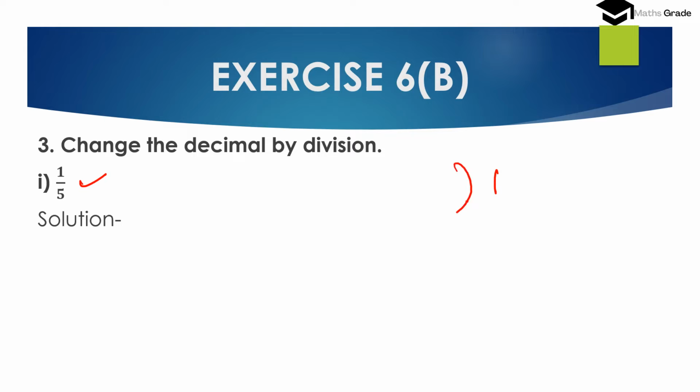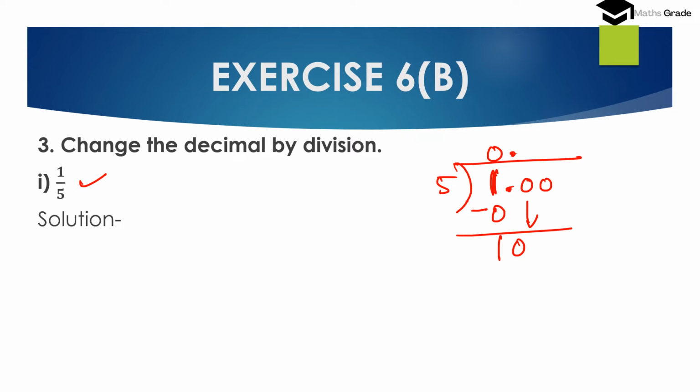1 divided by 5. So we can write 1 as 1.00. We cannot divide 1 by 5, so 5 multiplied with 0 is 0. Now 1 minus 0 is 1. Then take this 0 here, 10. Now here is the decimal point, so we have to place the decimal point here.